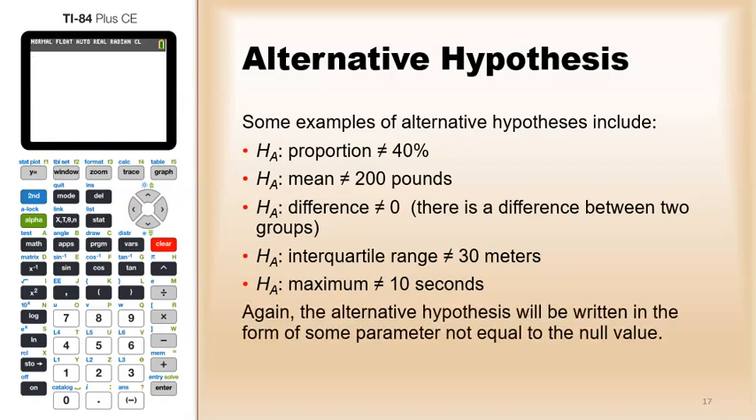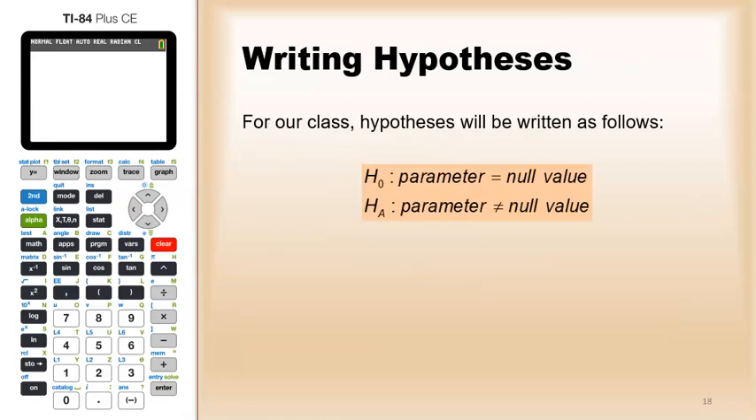So again, the alternative hypothesis will be written in the form of some parameter not equal to the null value. So for our class, when you're asked to write hypotheses, it'll generally be written in this form. The null hypothesis will be in the form of parameter equal to some null value. The alternative will be the parameter not equal to some null value.